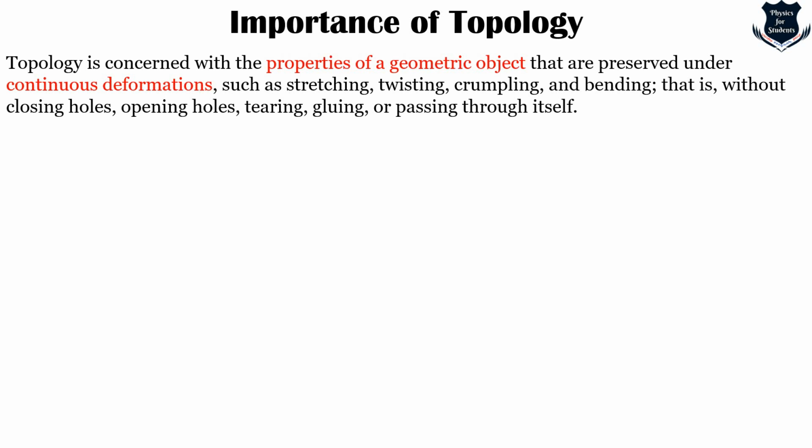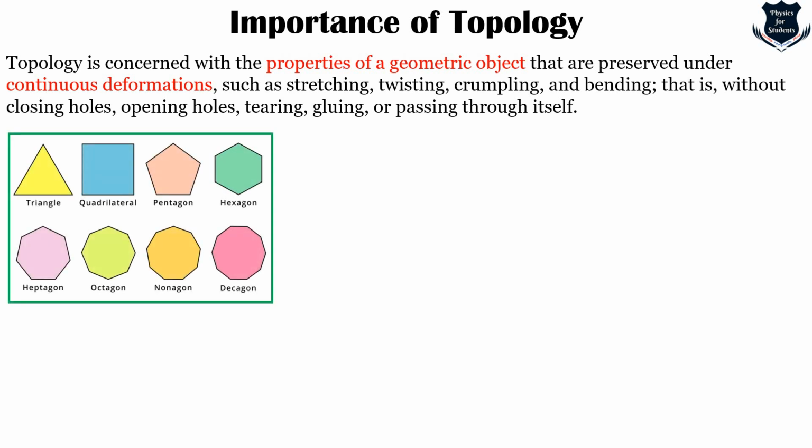So the first thing, importance of topology, is that you need to understand that topology is basically concerned with properties of geometric objects that are preserved under continuous deformation, such as stretching, twisting, etc., without closing holes, etc. There are certain rules. So what I'm trying to tell you is that this is a kind of tool which enables physicists and mathematicians to study the properties of objects. Now, what do I mean by that?